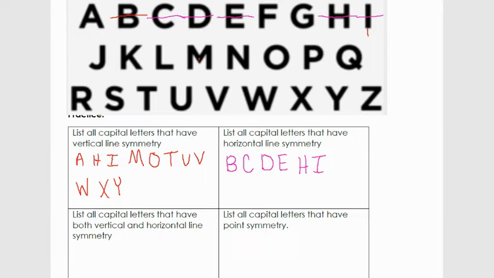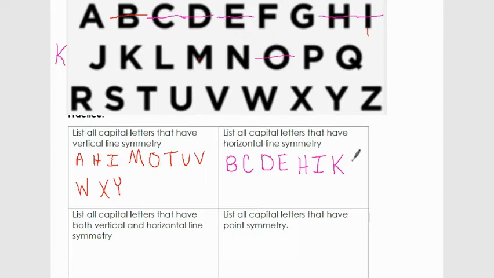So the K depends on how you make your K. So if you make your K like this, it won't. But if you make your K like that, then it would. So I'm going to put that one there because if we made it like that, it would. Not like this one. Oh, but then look, then I didn't draw it symmetrical. So it would depend on how you make your K. So I would say that kind of a K would.